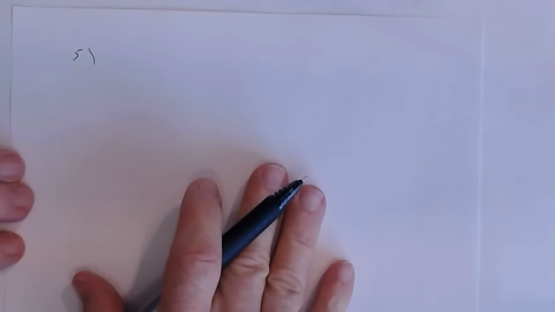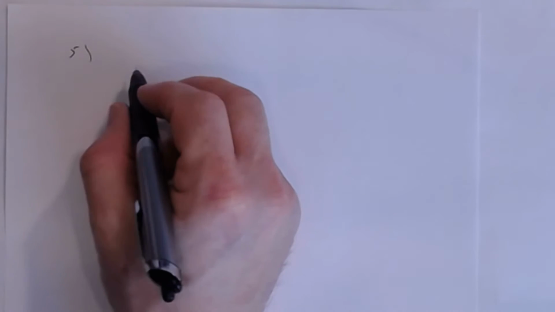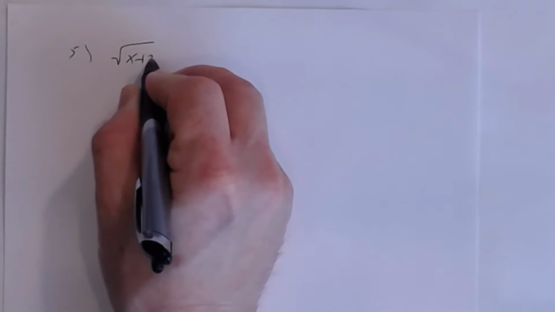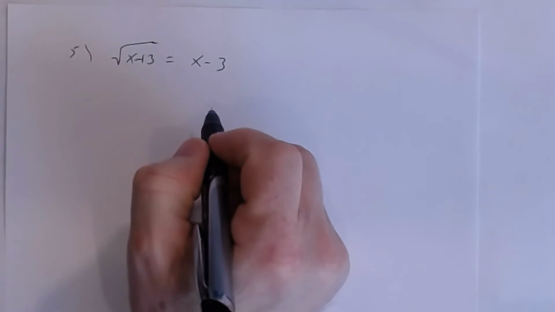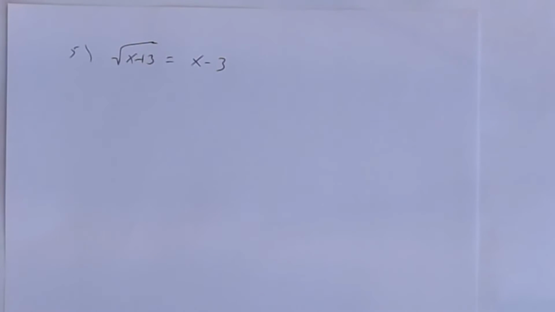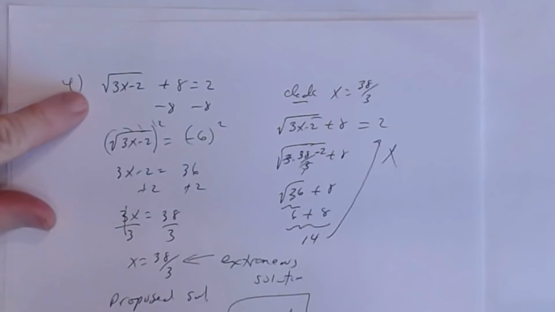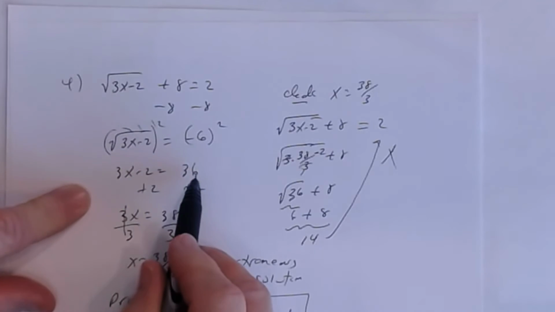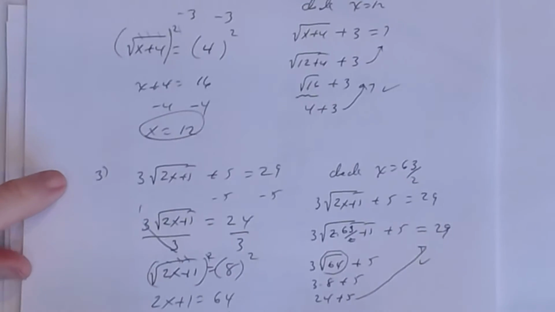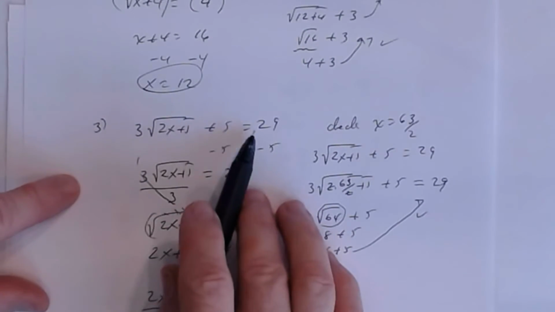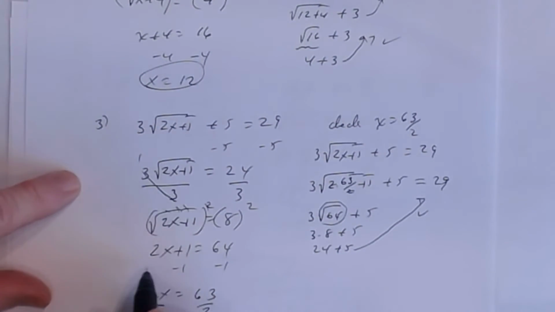So let's do number 5. In number 5, we have the square root of x plus 3 equals x minus 3. Now, in all the problems we've done, if you go back to all those 4 problems, we went from a square root equation to a linear equation. It was always linear in every single problem we've done.